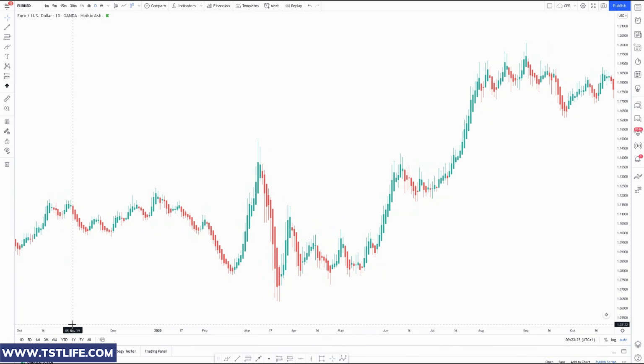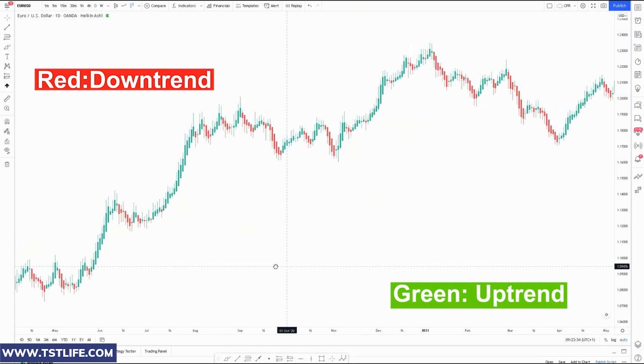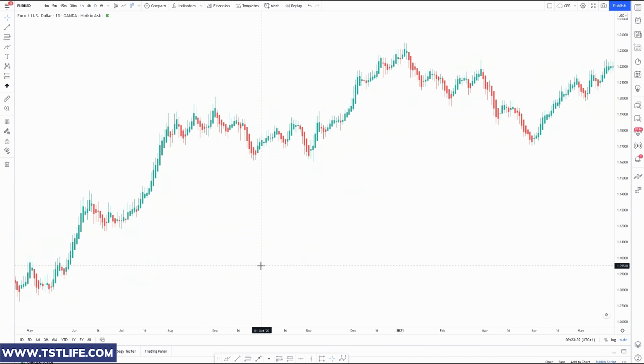Heikin Ashi has a smoother look because it's essentially an average of the movement. There's a tendency with Heikin Ashi for the candles to stay red during a downtrend and green during an uptrend, whereas normal candlesticks alternate color even if the price is moving essentially in one direction.